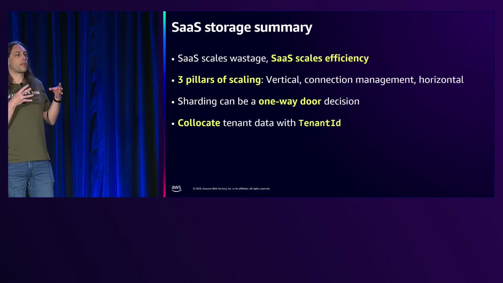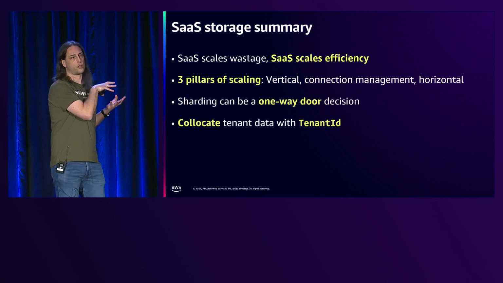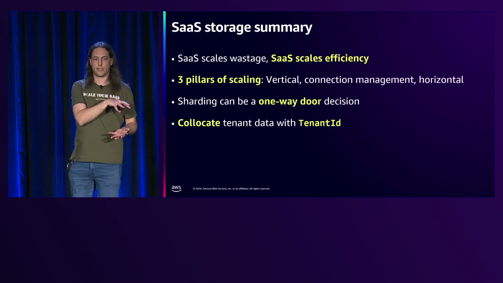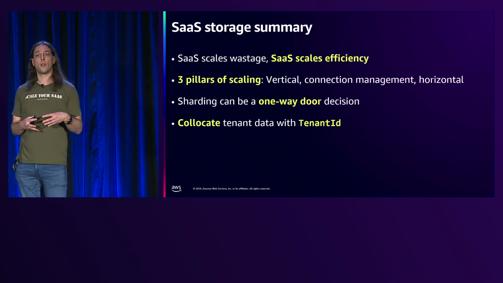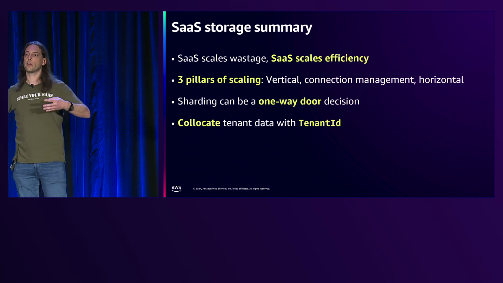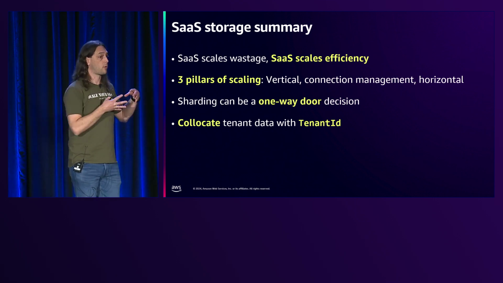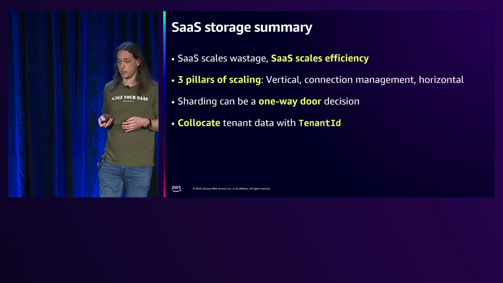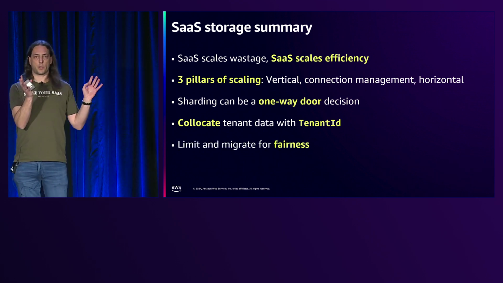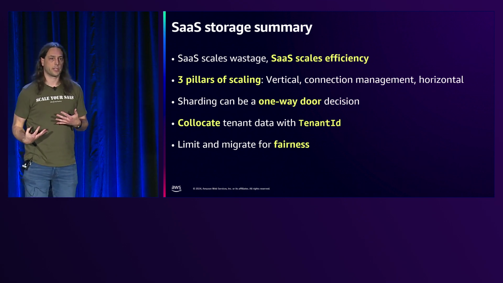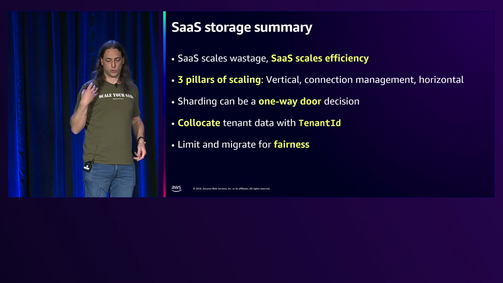Co-locate that tenant data with a tenant ID. Make sure that item is owned by that tenant, right? You shouldn't have permission to get that as their data associated with tenant ID. Co-locate it together for operational reasons as well. Make your life easier by having tenant data as a logical unit that you can work with, even in your backups. And think about fairness, rate limit upstream, implement some migration processes. These are things that you're going to need as you build up and scale your storage architecture.